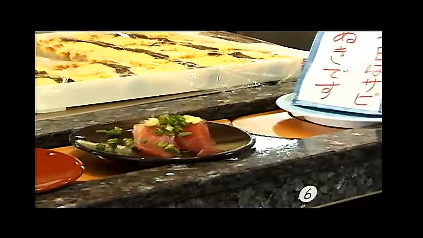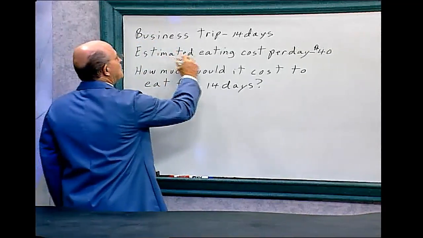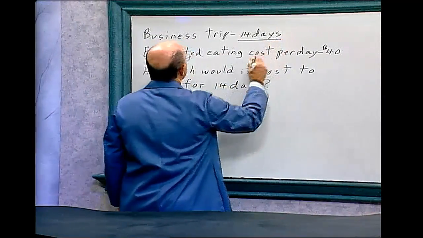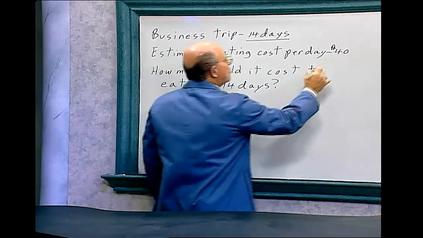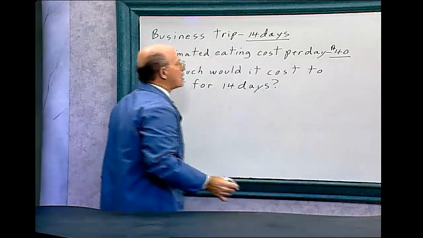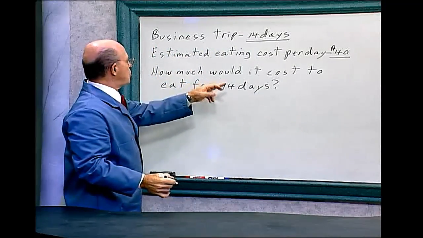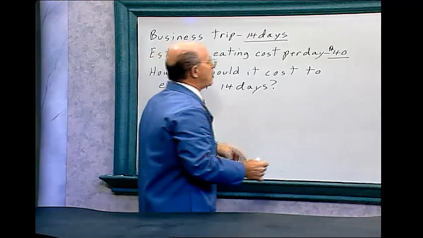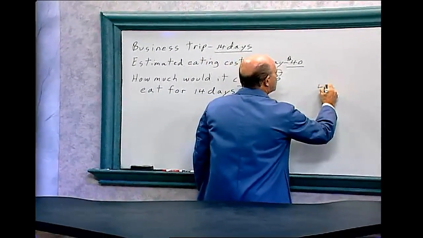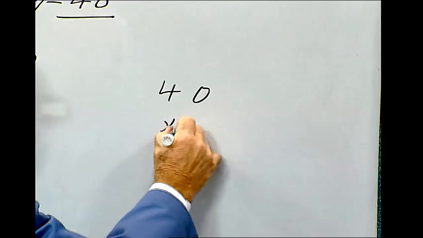Let's do the math. The business trip is for 14 days. The estimated eating cost per day is $40. And the question is, how much would it cost to eat for 14 days? So we have to multiply 40 times 14.